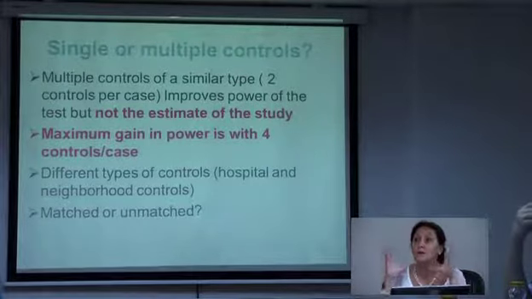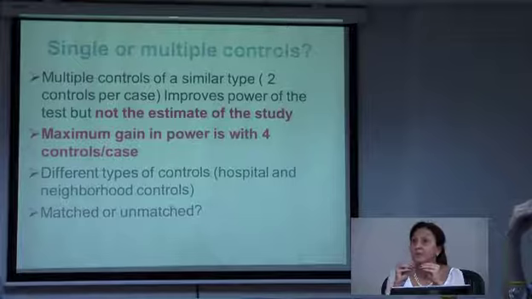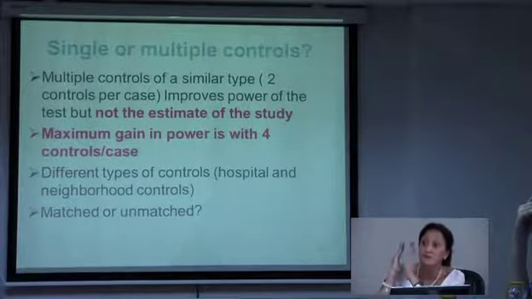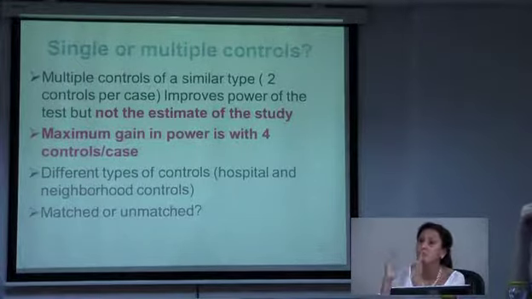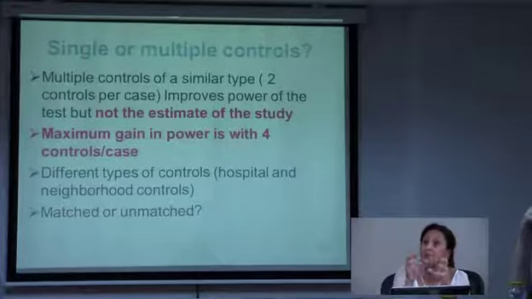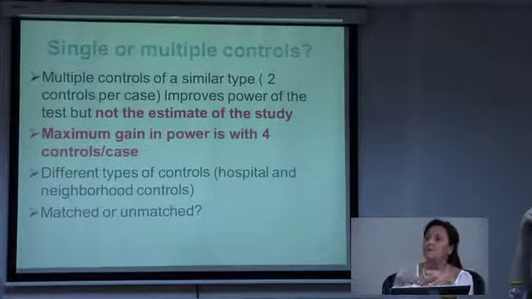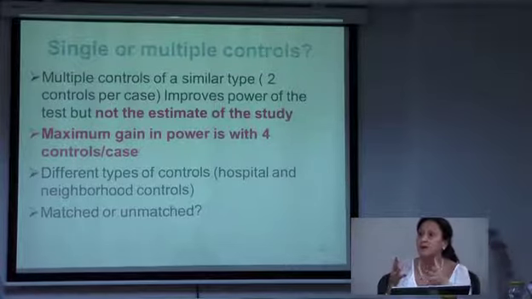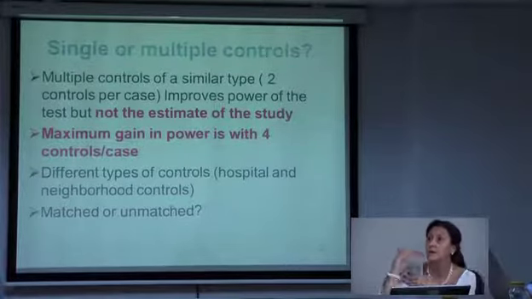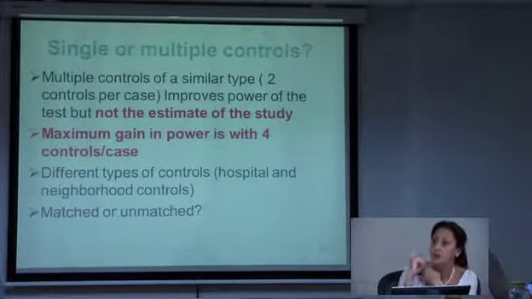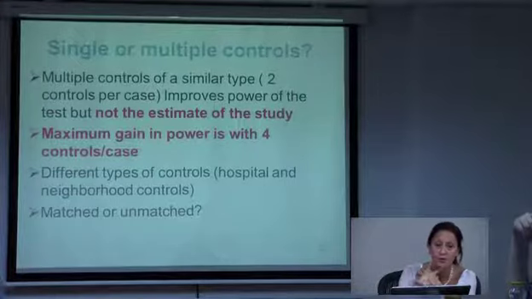What I mean by the same type: let's say I decide only visitors, I decide only other diseases. So should I take multiple? Yes, especially if your cases are small. You want to increase the sample size. You do your sample size calculation, but again, you can take up to 4 per case. So 4 controls per case.